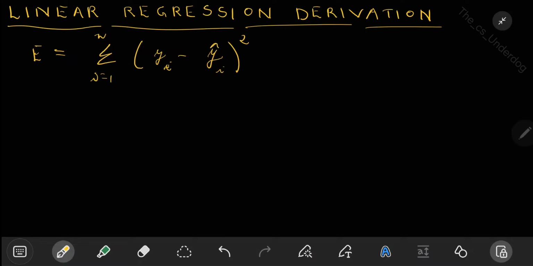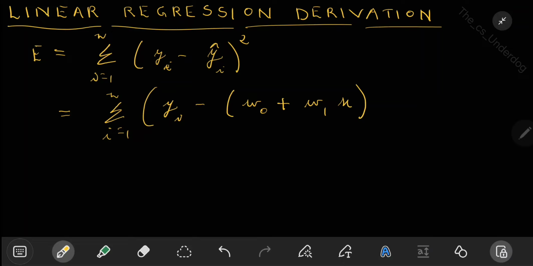This is a sum of squares error. Then what did we do? We simplified yi cap. How did we simplify? Sigma i equal to 1 to n, yi minus, instead of yi cap, we wrote w0 plus w1 x, right? This is how we simplified. So it will be xi here because it is the ith term, the whole square.